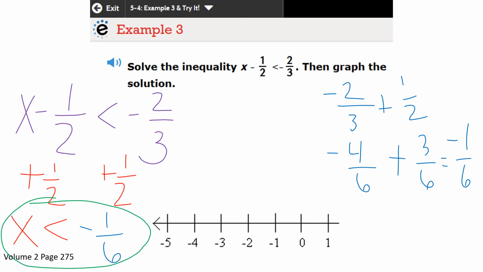So the way that we graph this is x is only less than negative 1/6. It can't be equal to it. So negative 1/6 on a number line is going to be closer to 0 than negative 1. So I'm going to put it right here. It's hard to do this on my computer screen. You might be able to do it more exact. Okay, right there. So there's negative 1/6, and x is any number less than that. So less than points to the left.